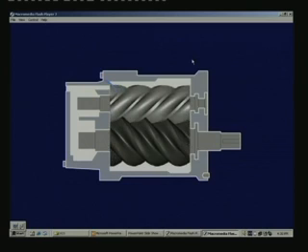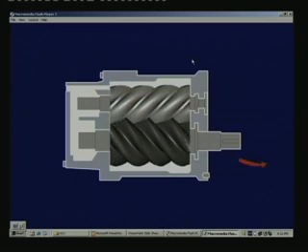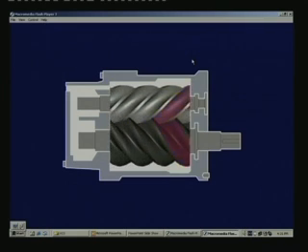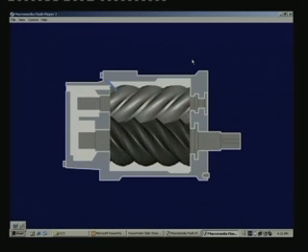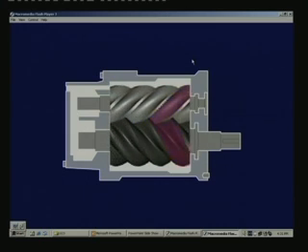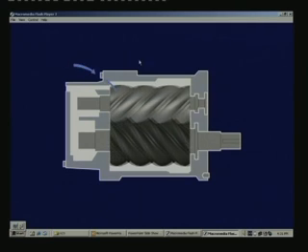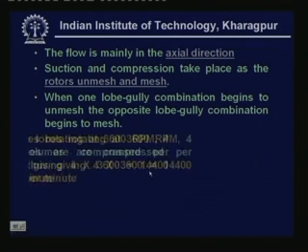You can see how the flow is taking place. The blue one is the suction gas, and the red color indicates that it is getting compressed. You have an outer cylinder casing where these twin screws are housed. When one lobe gully combination begins to unmesh, the opposite lobe gully combination begins to mesh.